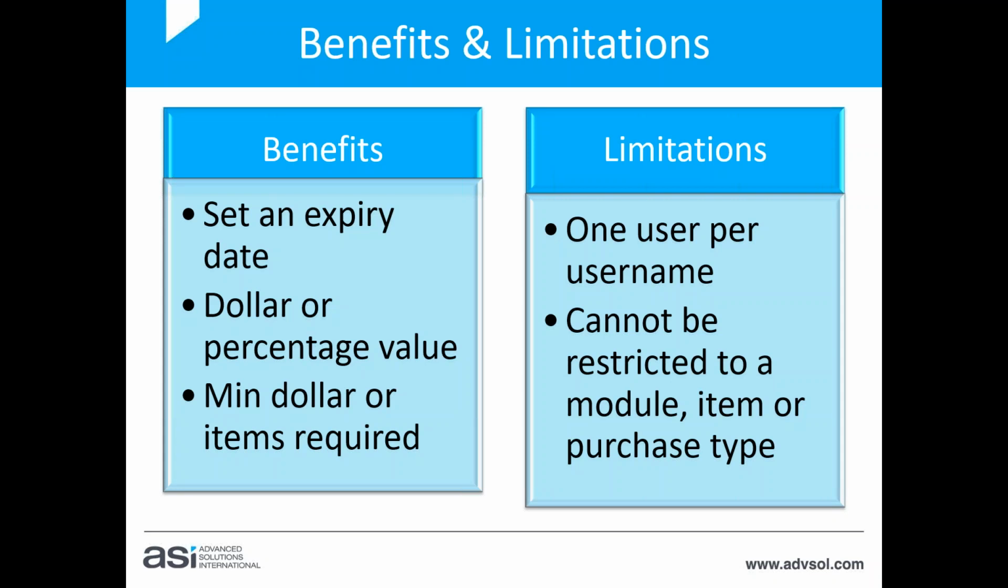So the benefits are you can set an expiry date on both voucher types. You can set a dollar or a percentage value. You can have 20% off, or here's a $100 voucher or 20% off voucher. You can also set minimum dollar or items required, which not everybody uses, but it could be handy as well, where you can say, here's a $50 gift voucher that you can spend if you spend a minimum of $100.